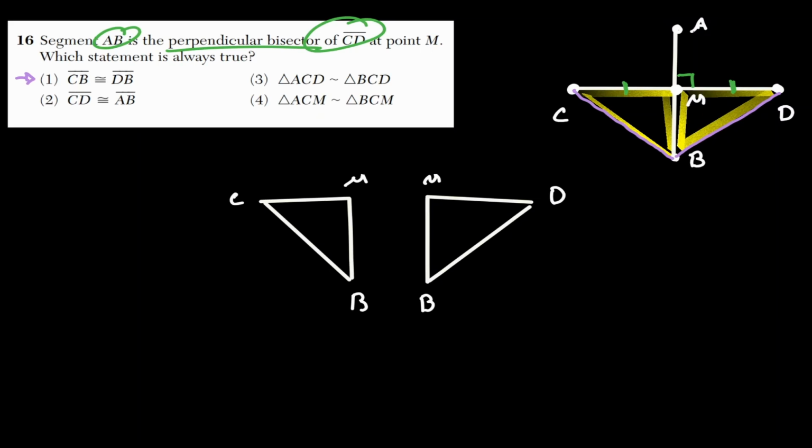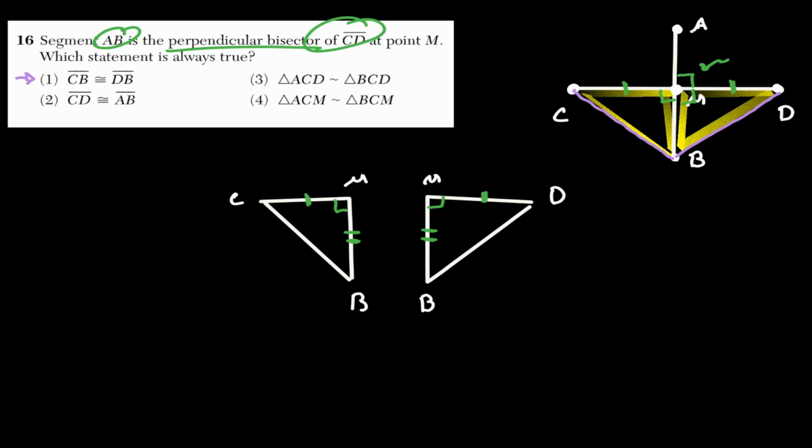And now let's put down the information that we know. Here we have 90 degrees. The one that is opposite is also 90 degrees. Therefore, this angle should also be 90 degrees. CM is congruent to MD. That is what we got from the perpendicular bisector. But here, the section of MB is present on both triangles, so it must be congruent to itself.